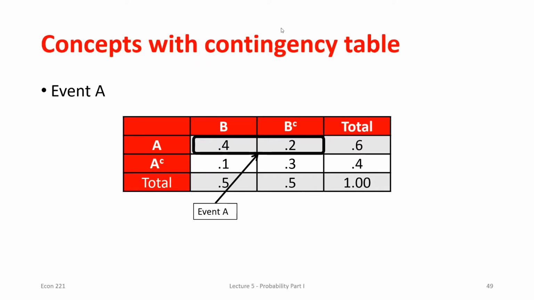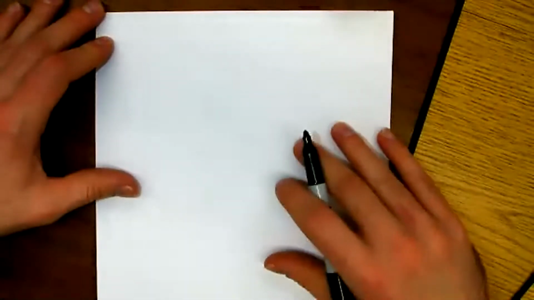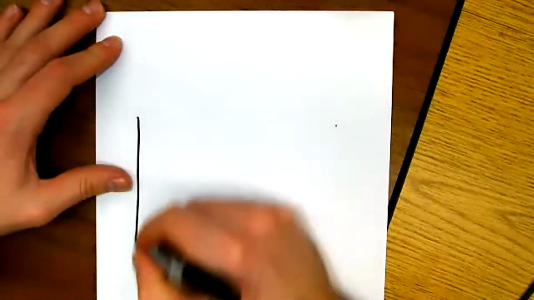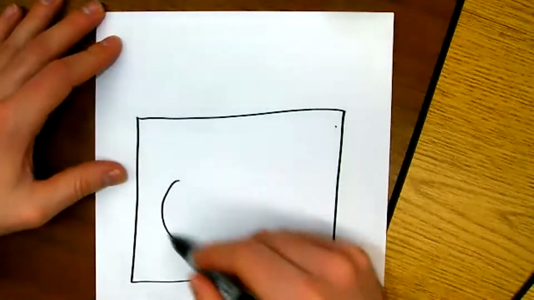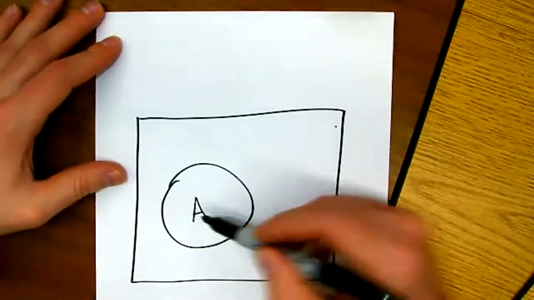So I'll try to give you, this should be the last thing we have to use the doc cam for, an idea about why that's the case. So we had there, if I took adding across the rows, let's say I have this space, and I've got event A here.